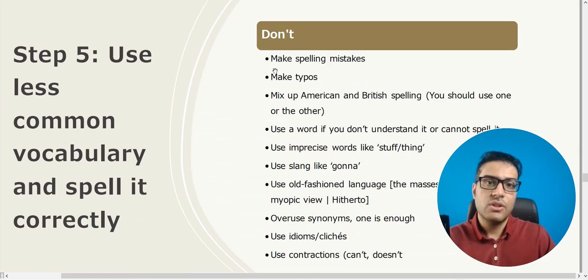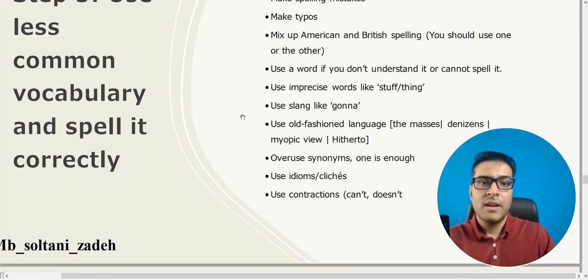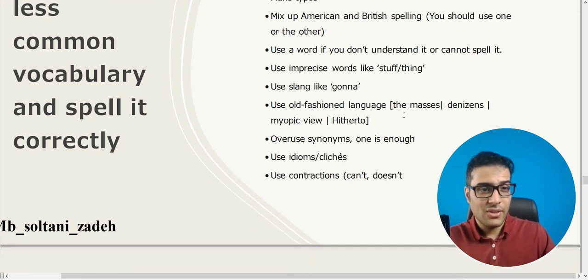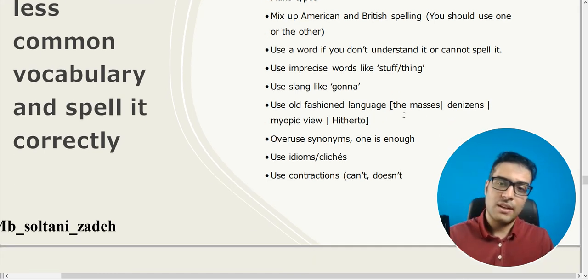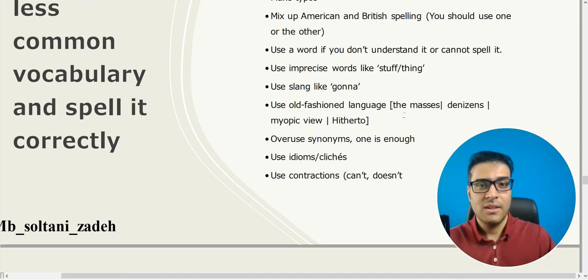And the things we shouldn't do: spelling mistakes, typo mistakes, mixing American and British spelling for band 8 is not suggested. Using a word if you don't understand it or can't spell it. Don't use imprecise words like stuff or thing. Don't use slang like gonna, and some old-fashioned language. So remember that the vocabulary we need to use should be less common. They shouldn't be old-fashioned. Don't overuse synonyms.